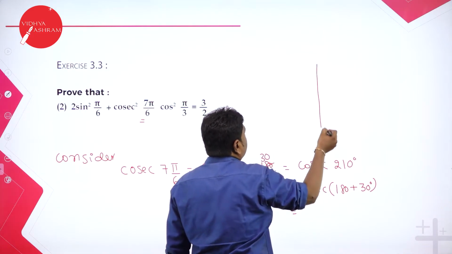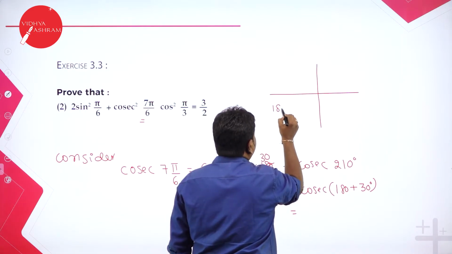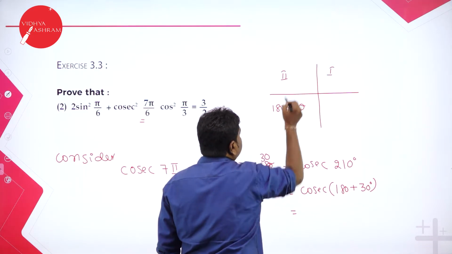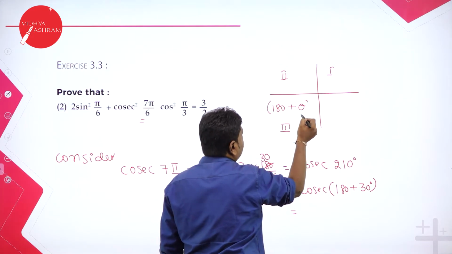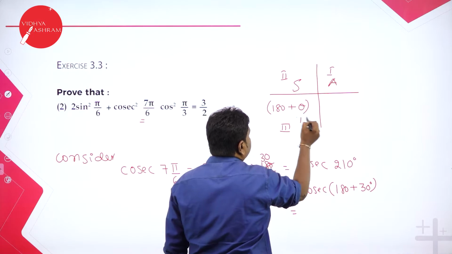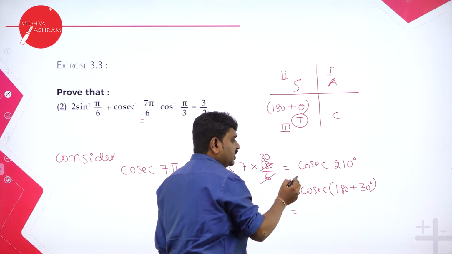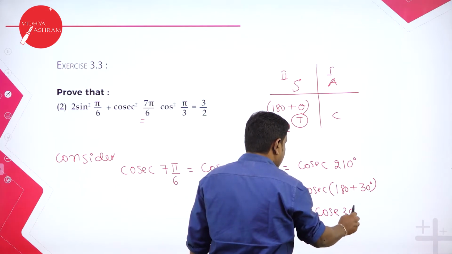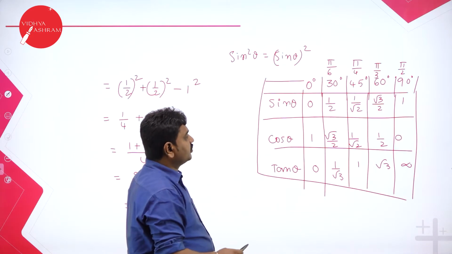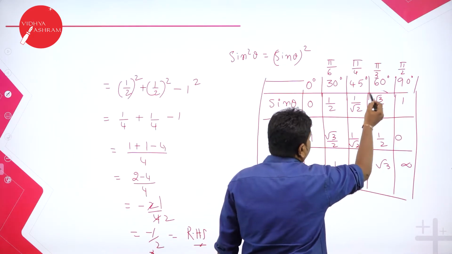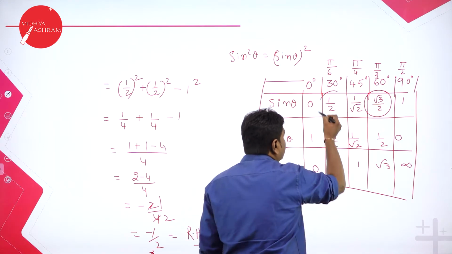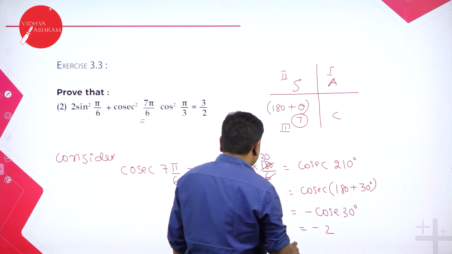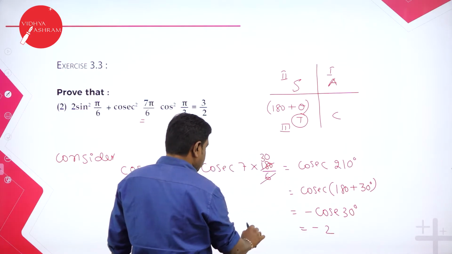See, if you go to the quadrant system, 180 plus theta lies in the third quadrant. You know A, S, T, C. So here the alphabet is T. If T, it is positive. Now this is minus cosecant 30. So cosecant 30 is the reciprocal of sin 30. So what is sin 30? Sorry, sin 30 is 1 by 2. So cosecant 30 is 2. So minus 2. So now you got the cosecant 7 pi by 6 value.